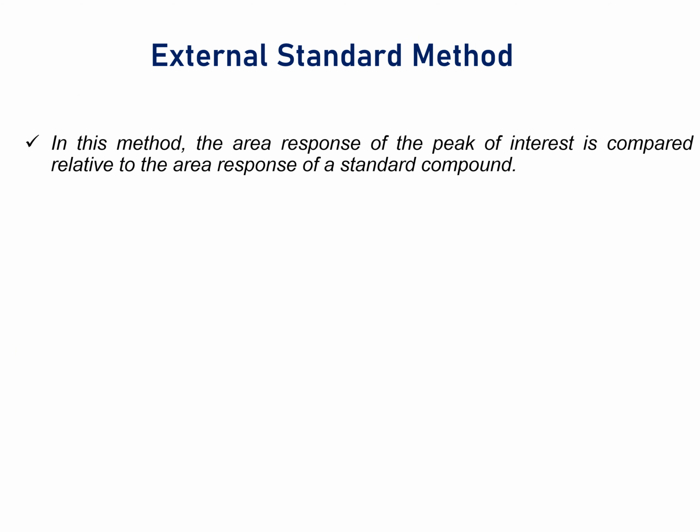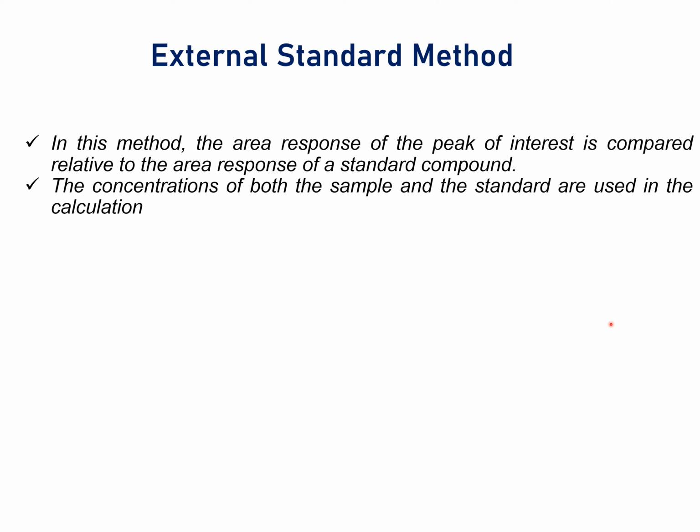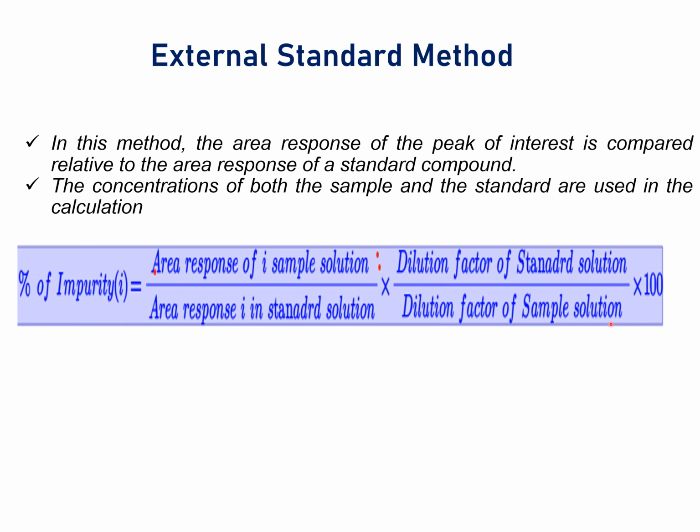External standard method. In this method, area response of the peak of interest is compared relative to area response of a standard compound to calculate the percentage of impurity in the sample. The concentration of both the sample and the standards are used in the calculation.